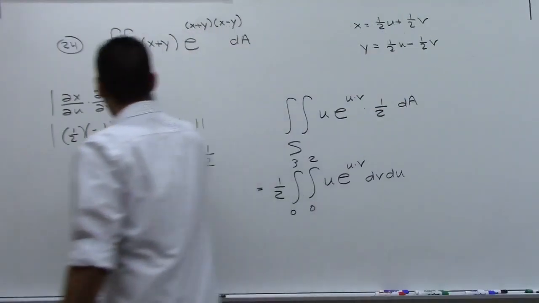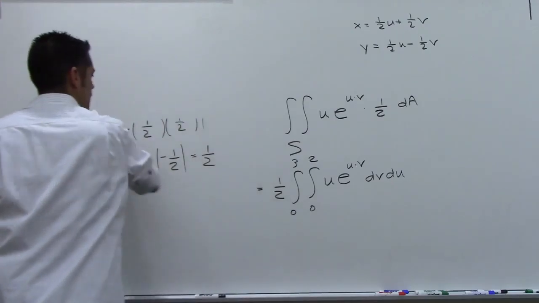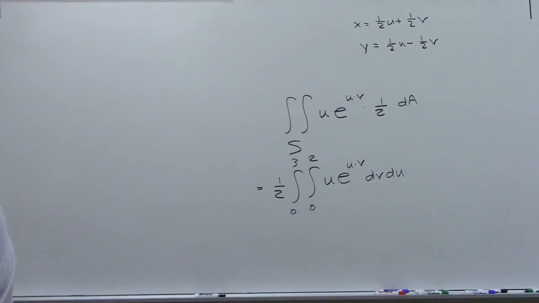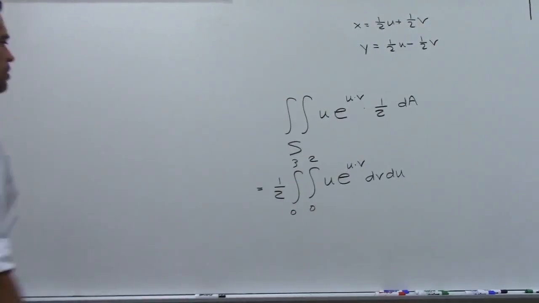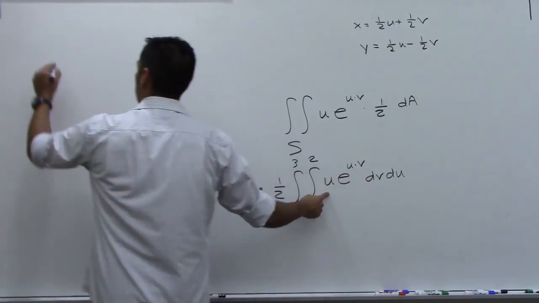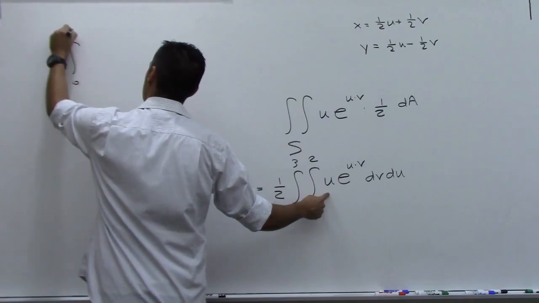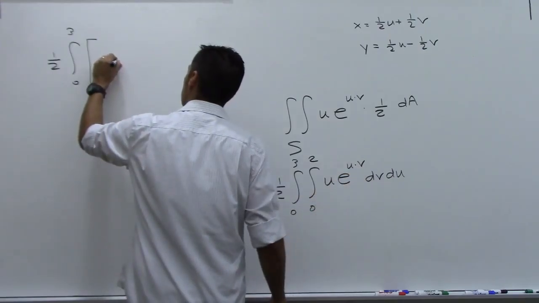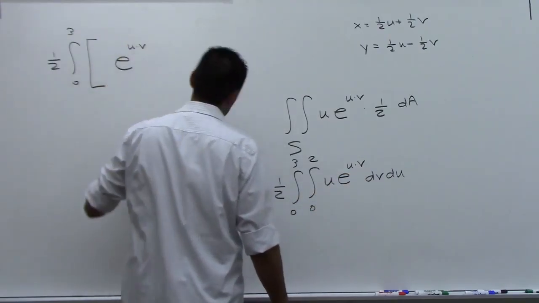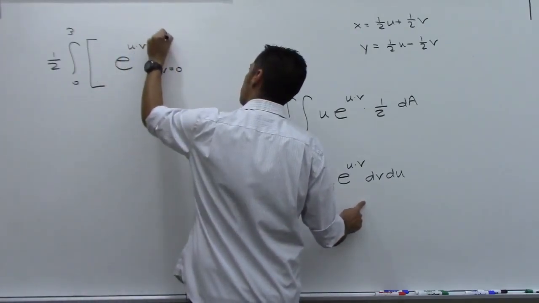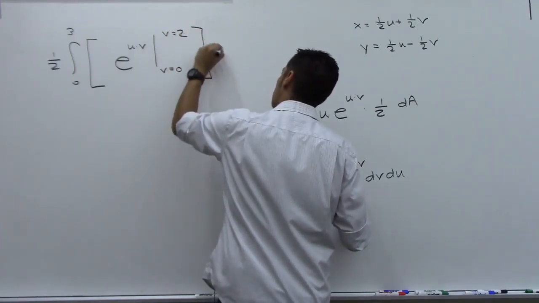All right. And now that should be pretty nice to integrate. Just double check here. I've got everything rolling good, yeah. All right. So let's take the antiderivative of this with respect to v first. And remember, u is a constant. So I have 1/2 integral 0 to 3. Antiderivative of this whole thing with respect to v should be e to the u times v. Check it for yourself. Integrating that from v equals 0 to v equals 2, and then du.